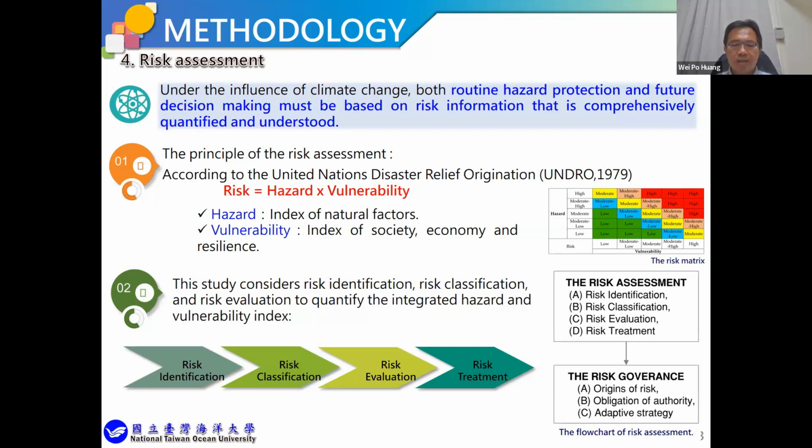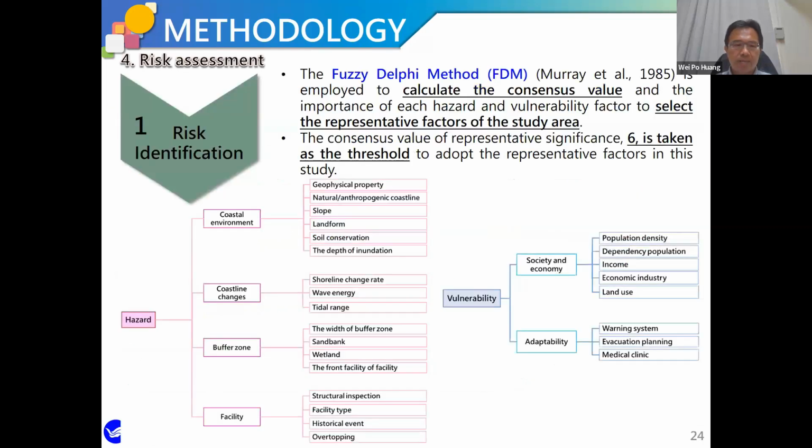In the risk analysis, we undertake a comprehensive approach that involves risk identification, risk classification, risk evaluation, and risk treatment. These steps collectively contribute to the quantification of the integrated coast zone vulnerability index. In the initial phase, risk identification, we prioritize the identification of factors that dominate potential risks. To achieve this, we thoroughly examine the characteristics of Taiwan's coast hazard, socioeconomic environment, and the regulatory landscape, creating a comprehensive database of risk and vulnerability factors.